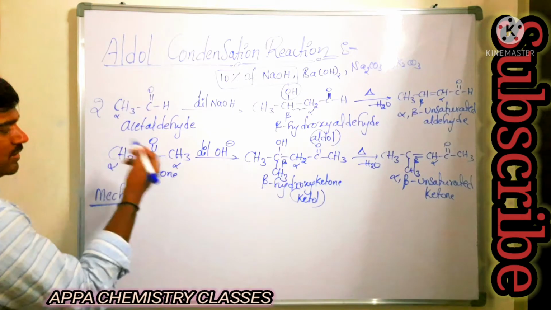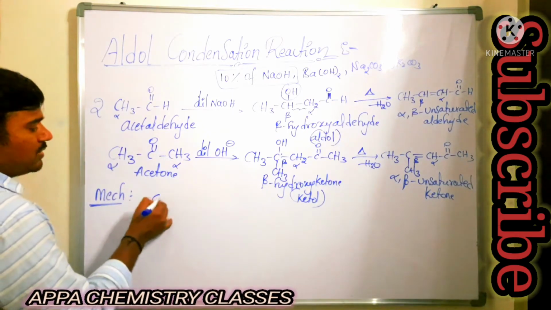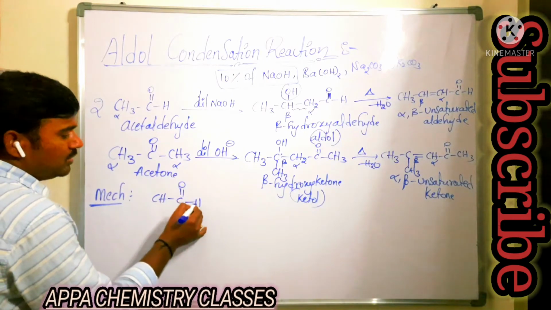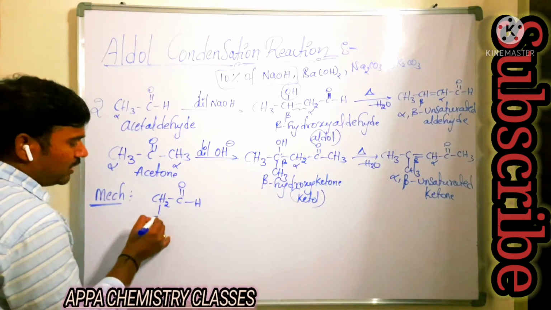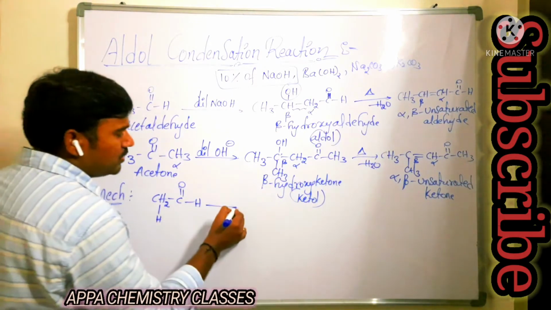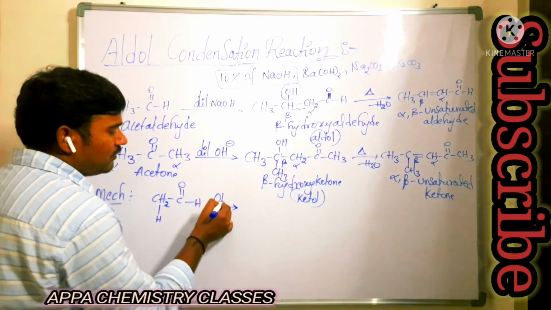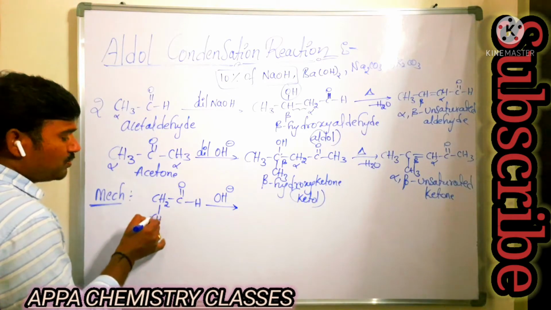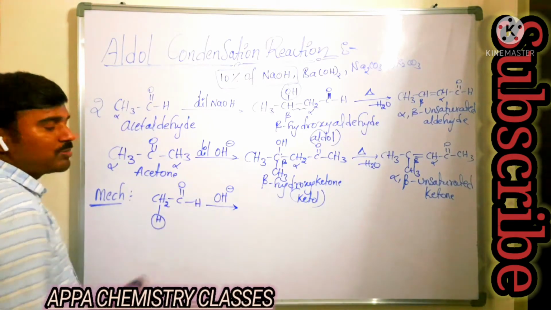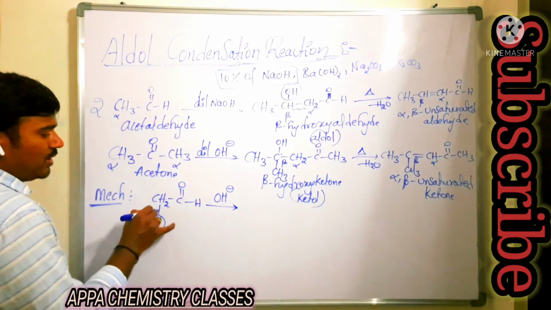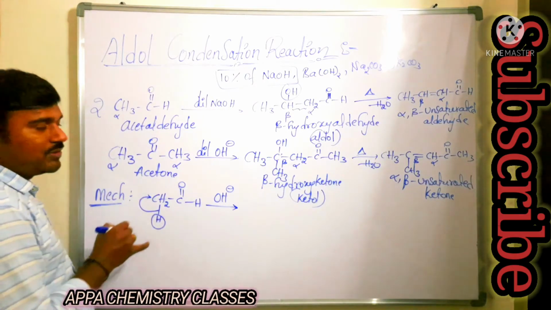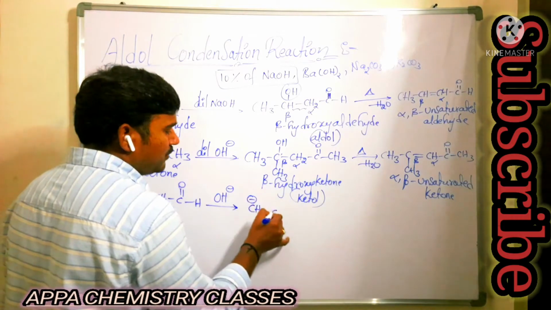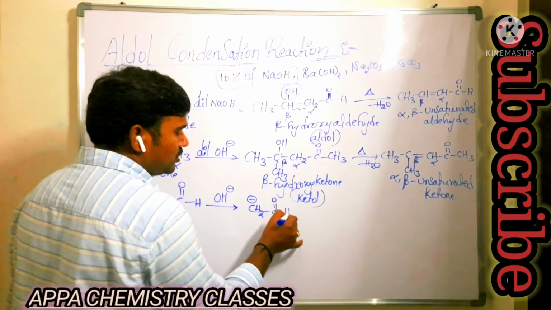In the case of acetaldehyde, 1 mole of acetaldehyde we are taking. That 1 mole of acetaldehyde I am writing like this. So here, what happens when it reacts with base? This proton, H plus ion, will be captured by this base, and the bond which is present is shifted onto that carbon. So we are getting CH2 minus C double bond O H.